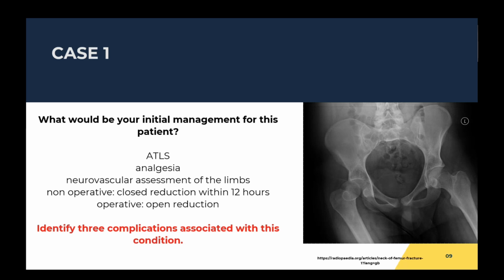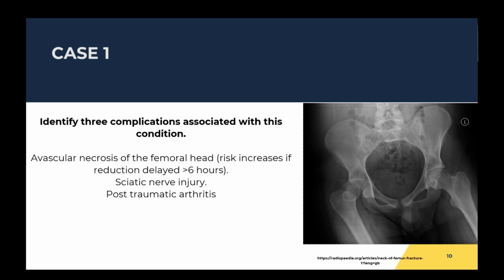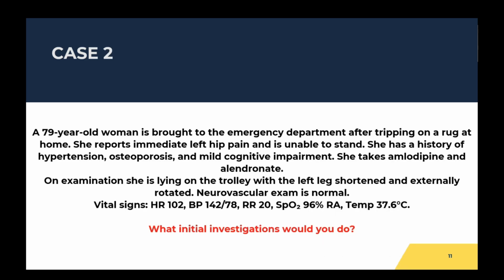Post-traumatic arthritis, yeah, for sure. Okay, should we move on to the next slide? Okay, main thing is avascular necrosis of the femoral head. And like you said, yeah, post-traumatic arthritis, avascular necrosis, yeah, and sciatic nerve injury as well. Okay, and then we move on to case 2 now.